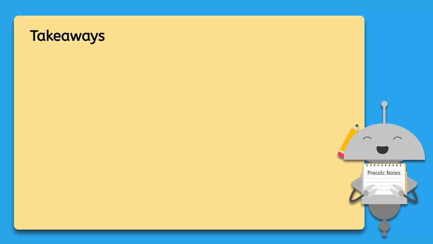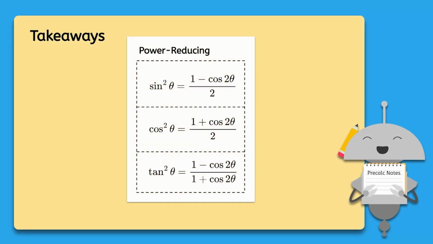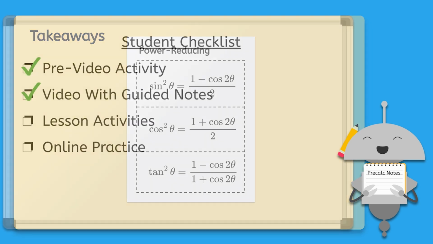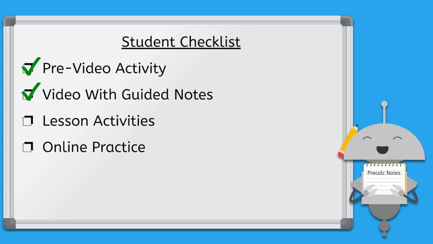Great work! Today we covered the power-reducing identities, which you should have recorded on your reference sheet, and we used them to solve problems and simplify expressions. Be sure to keep your reference sheet handy as you complete the lesson activities and online practice, and as we continue learning more identities and applying them throughout this unit.